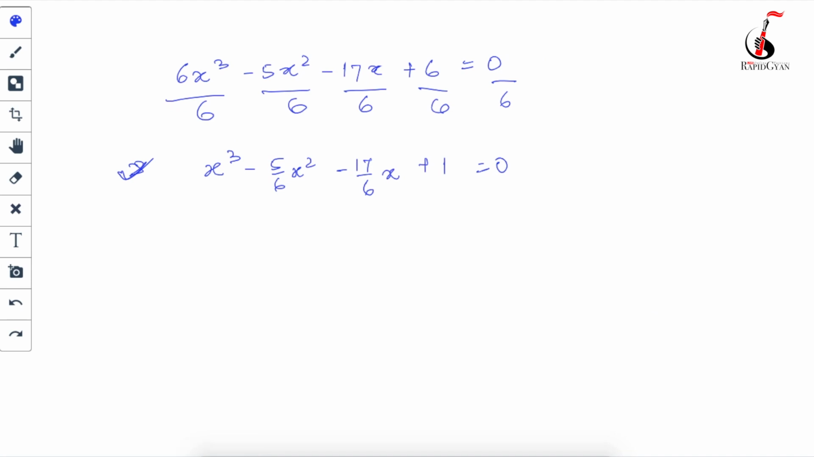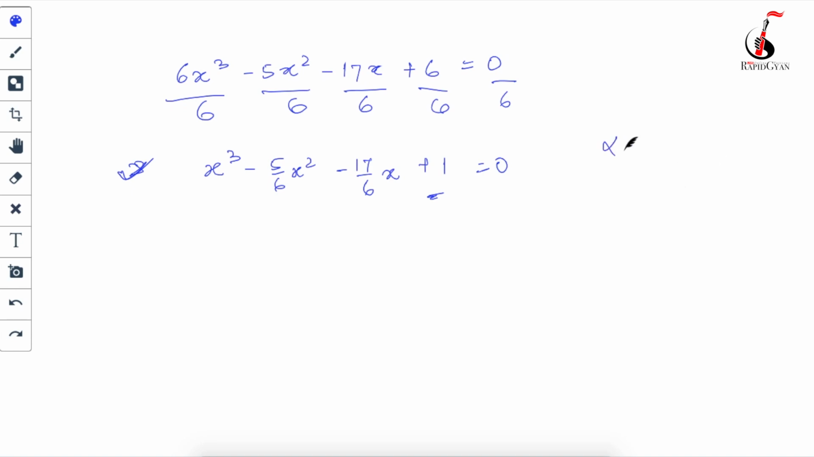But the only problem I am seeing over here is that the coefficient of x square and the coefficient of x are fractions. So how are you going to solve this kind of question? Okay, so look at your constant part. The constant part is 1. You will have to find three rational numbers which, when multiplied, give your answer 1.